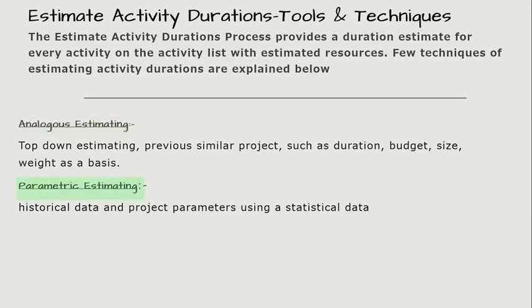Then parametric estimating. It is an estimating technique to calculate cost or duration based on historical data and project parameters, using statistical data such as square feet of construction to calculate an estimate of activity parameters such as cost, budget and duration. For example, if one team can do 100 square feet of plaster in one day, then it would take 20 teams to complete 2000 square feet of plaster in one day. This kind of linear extrapolation is an example of parametric estimating. This technique can produce a higher level of accuracy.